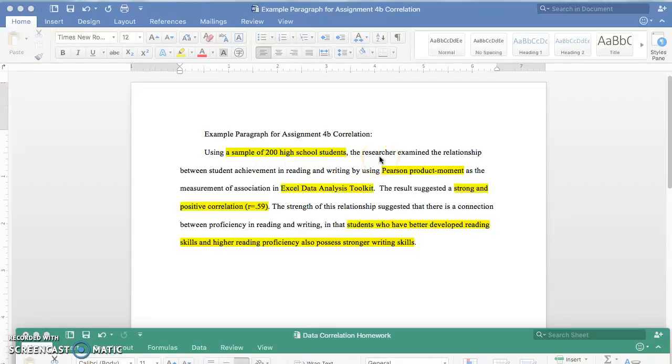And also, I think the example paragraph in SoftChalk for the module probably did not include this simple information, which I will be working with another faculty member to fix in the module. But for future assignments, I want you to pay attention to the sample size.